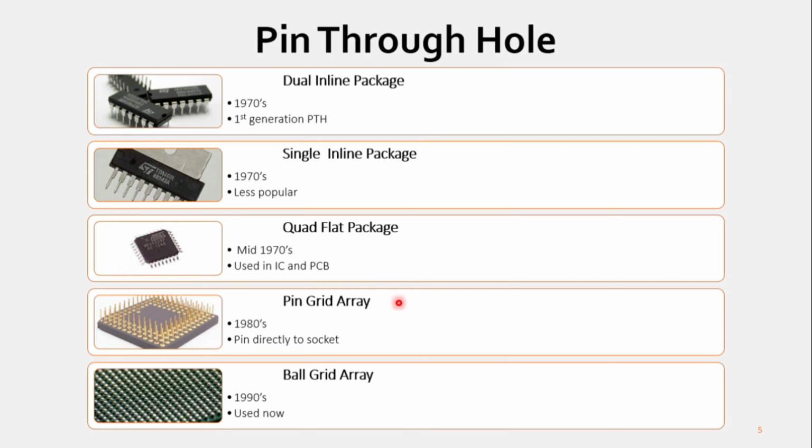Next will be the PGA or the pin grid array. The pin grid array is put directly into the socket and it is cheaper but also more fragile compared to the others. Lastly is the ball grid array, which was developed in the 1990s. It uses solder balls in its component to connect it to the chip. It is standardly used for computer chips. Now it is used in iPhones and Intel processors and others.